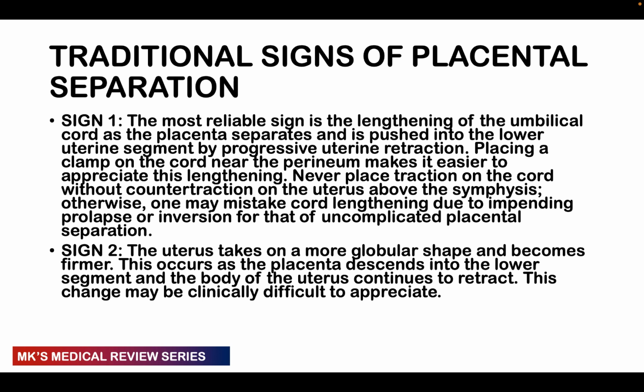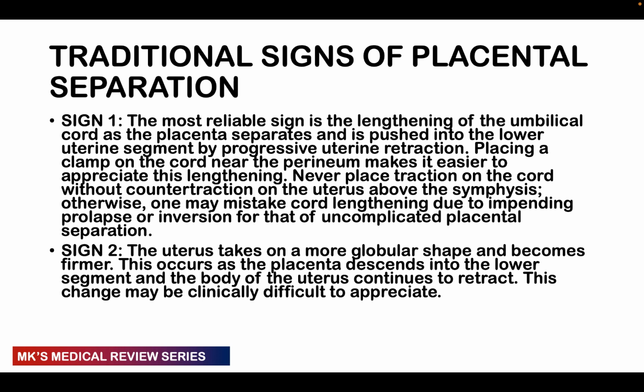So you should ideally place a clamp very near to the perineum, and this will make it very easy for you to appreciate that the cord is beginning to lengthen. And you should never place any traction on the cord without counter traction to the uterus above the pubic symphysis. Like I said, if you do this, you may cause the uterus to prolapse, or you may cause the uterus to invert.